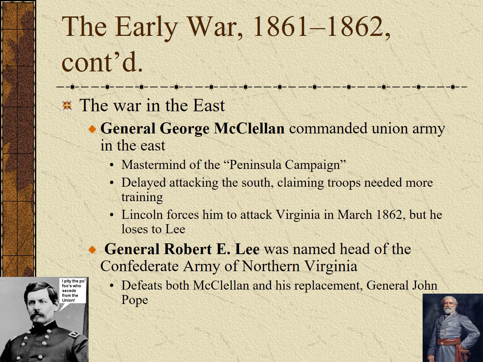So General George McClellan commands the Union Army in the East at first. And he is going to have the distinction of being fired not once but twice by Lincoln, mainly because he tended to drag his feet. He delayed in attacking the South, claiming his troops needed more training. There's going to be a couple times where he really loses the advantage in pursuing Robert E. Lee, who is the head of the Confederate Army. And so because of that, as we'll see, he's going to be replaced twice.